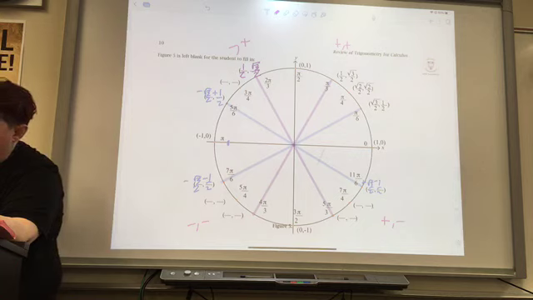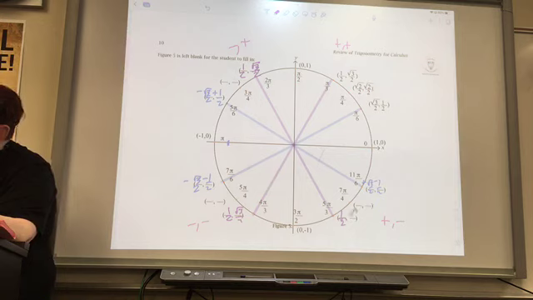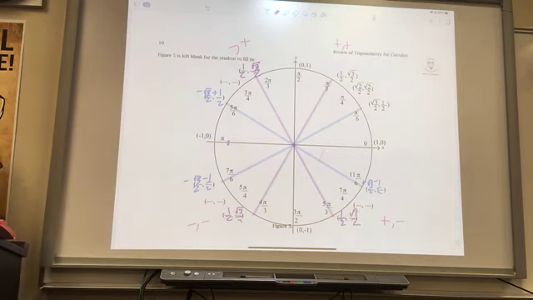Okay, Dom, did you fill these in all right? 1/2, root 3 over 2. 1/2, root 3 over 2. Now, go fill in the negatives where you think they're going to go. All right. Go fill in the negatives, okay?